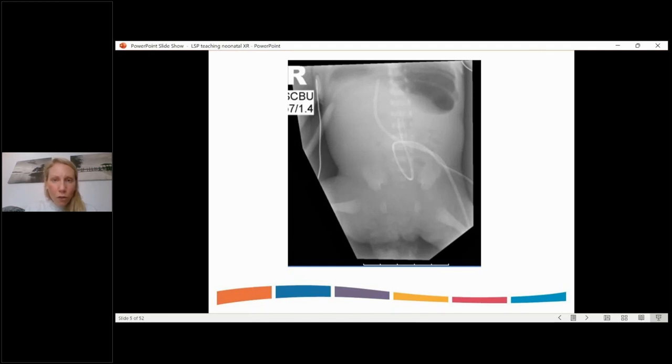If you want to tell me what you see on this x-ray, pop it into the chat. Hopefully I'm now going to see the chat. Now I've changed areas. So we're having to think about whether the lines are okay, and what else you can see on the x-ray, or if everything is fine. Pop an answer in the chat about what you think about the x-ray and the lines. Well done for the team that are starting to answer.